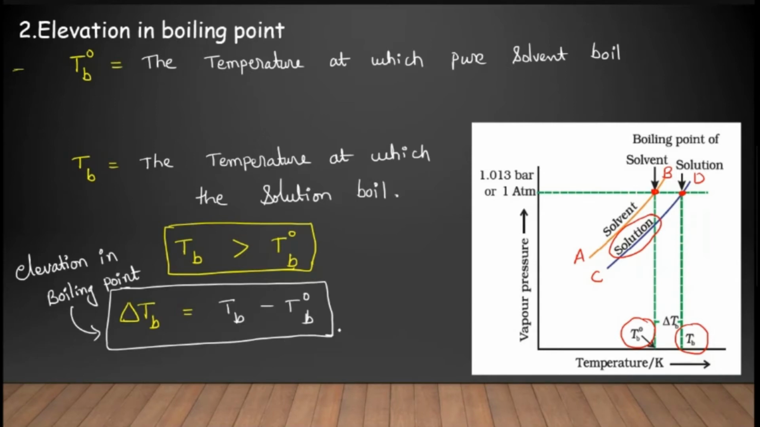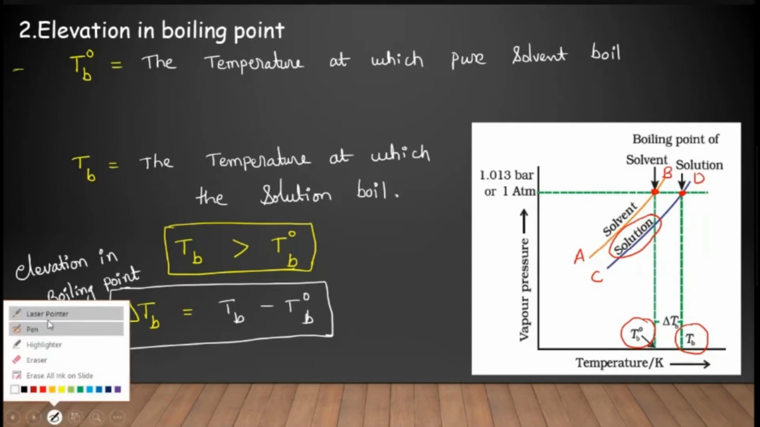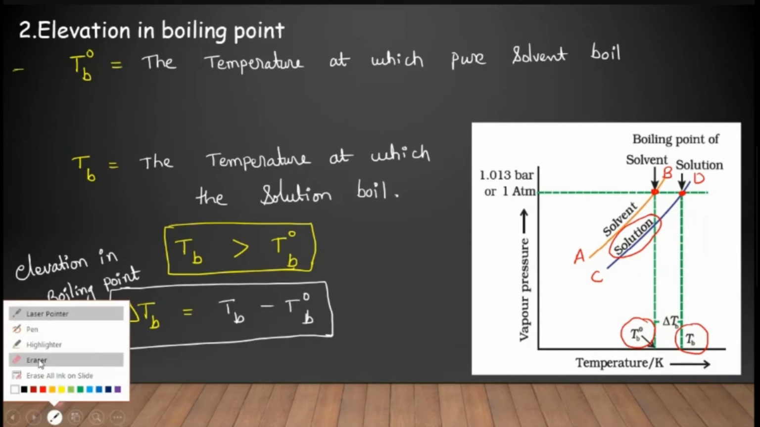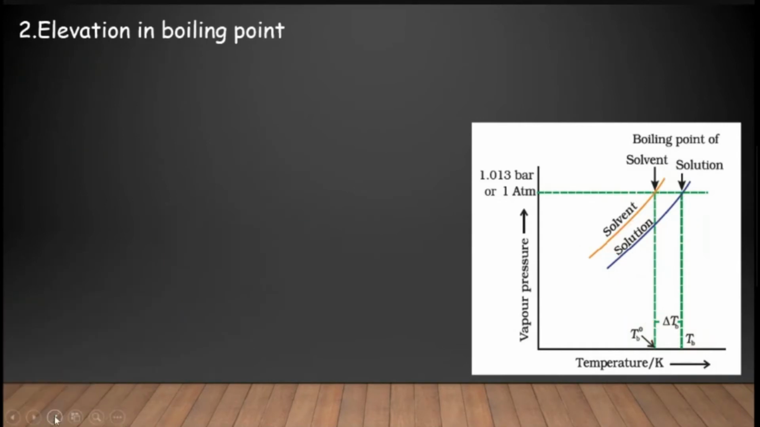Right. So you can see over here in the graph, delta TB is the difference between TB and T naught B. That is the elevation in boiling point, which you can see.